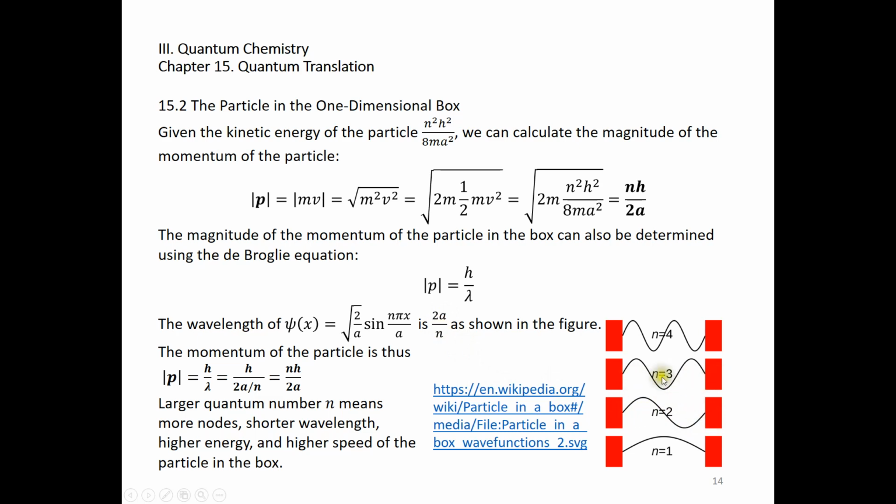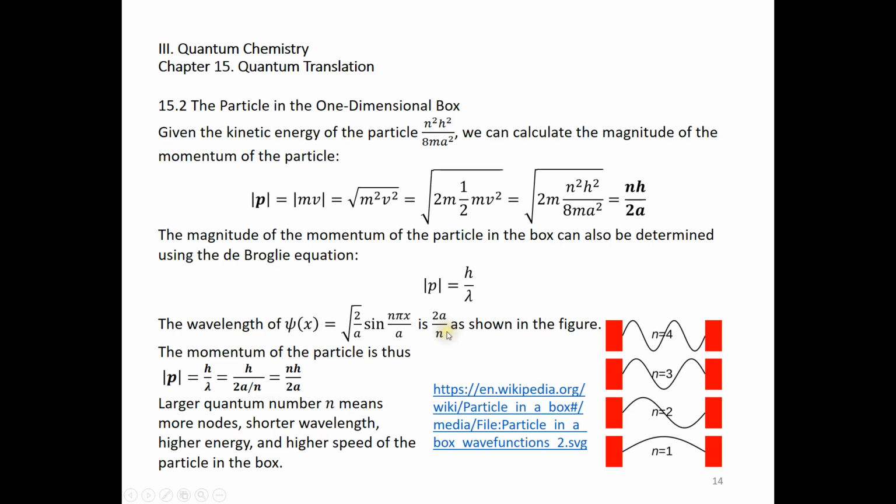Over here, we're seeing this box length is equal to 1.5 wavelengths. Therefore, the wavelength is 2/3 of a. Over here, we're looking at 2 wavelengths. 2 wavelengths equals a, and therefore the wavelength is 2a over 4, which is a over 2. So this is one wavelength, a over 2. This is another wavelength, a over 2.